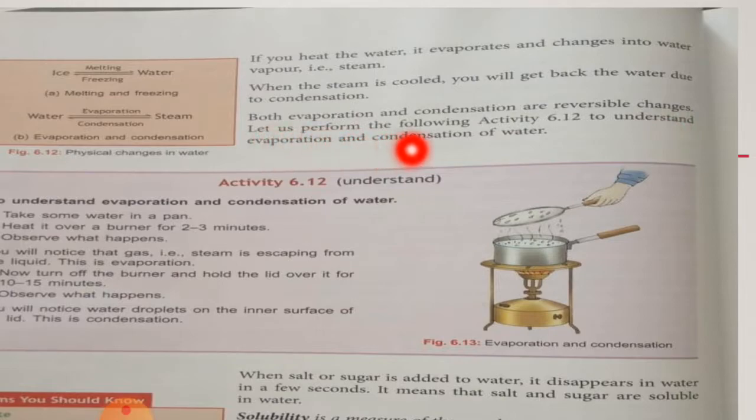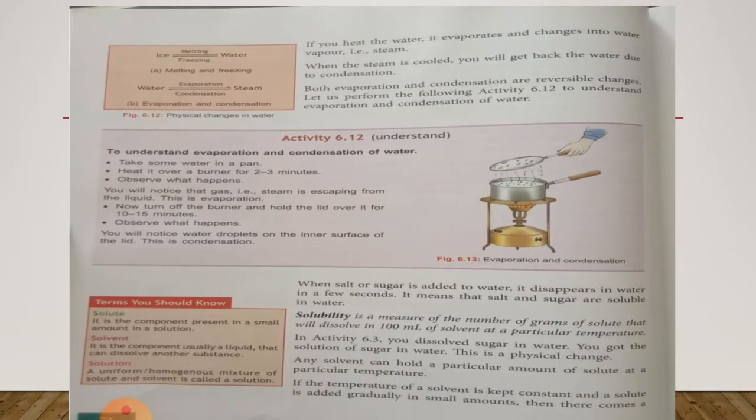Let us perform the following activity 6.12 to understand evaporation and condensation of water. So first, to perform activity 6.12, we have an aim to understand evaporation and condensation of water. First of all, you have to take some water in a pan. You have to heat it over a burner for 2 to 3 minutes. Now you have to observe what happens. You will notice that gas, that is steam, is escaping from the liquid.